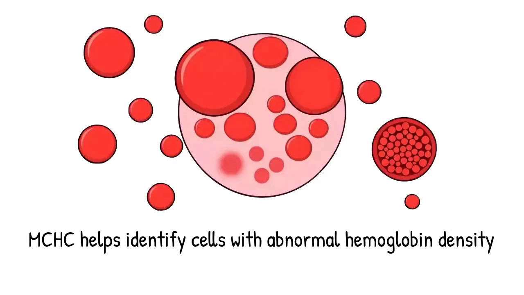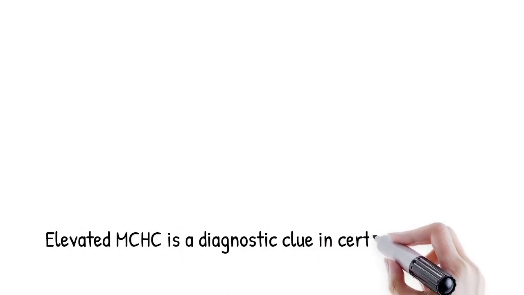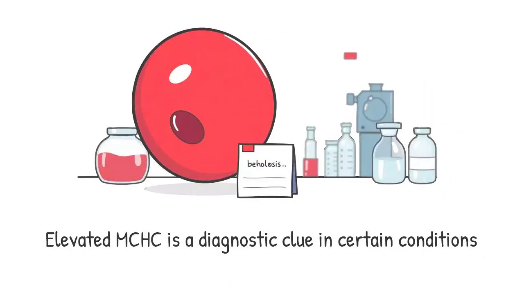The MCHC is particularly important in diagnosing conditions like hereditary spherocytosis, where the red cells are abnormally small and spherical, causing hemoglobin to be packed more densely than normal, producing an elevated MCHC. That elevated concentration is a diagnostic clue you do not want to miss.